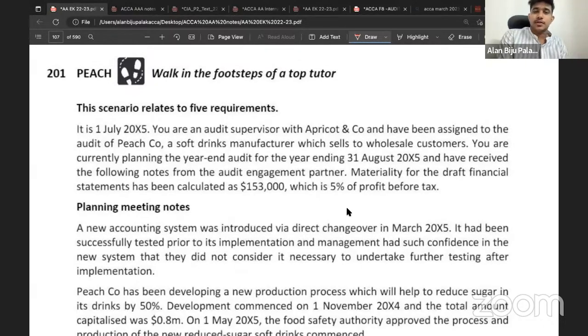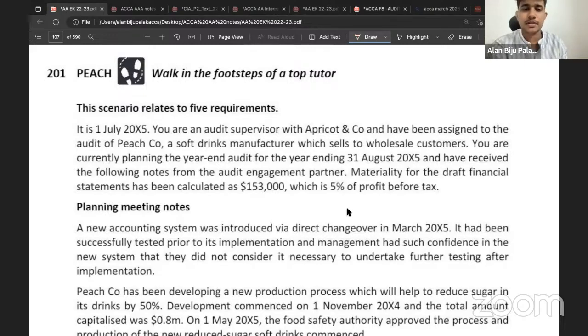It is 1st July 2015. You are an audit supervisor with Apricot and Company, having been assigned to the audit of Pete's Company, a soft drink manufacturer which sells to wholesale customers. You are currently planning the year-end audit for the year ending 31st August 2015 and have received the following notes from the audit engagement partner. Materiality for the draft financial statements has been calculated as 1,53,000, which is 5% of profit before tax.